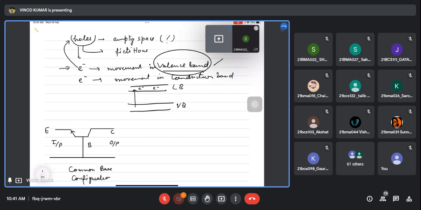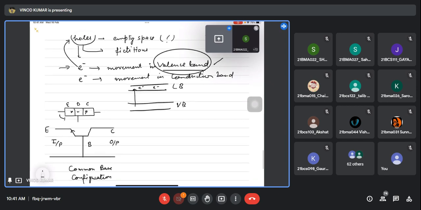configuration of the transistor. और इसी पे ही अभी तक हमने ये डिजाइन बनाया था, ऐसे बनाया था, ऐसे किया था ना। This is emitter, this is base, and this is collector. The base is common to input side, and this is output side. Okay, so that's why it is common base configuration.